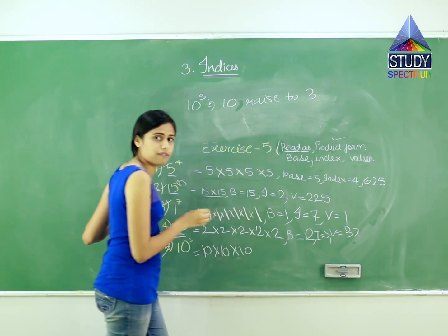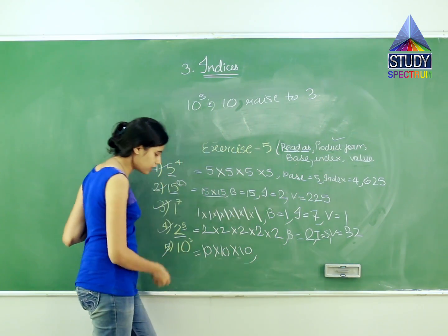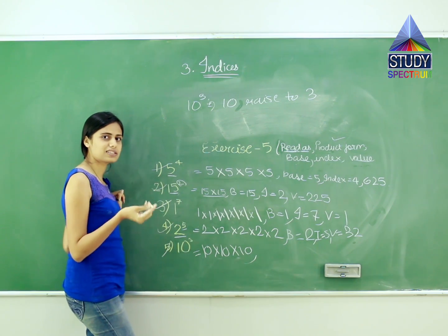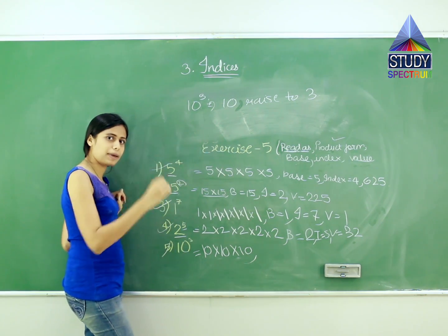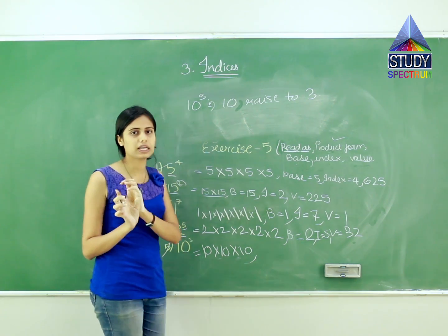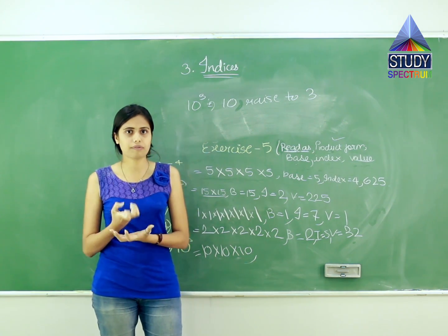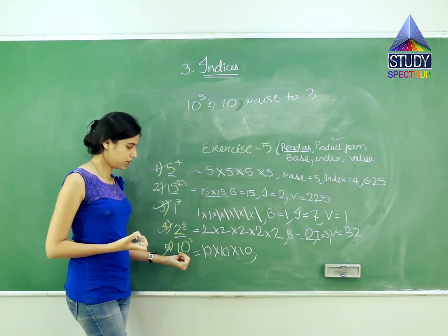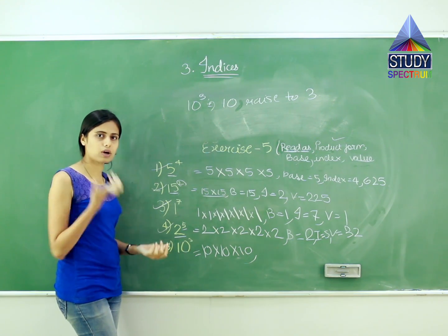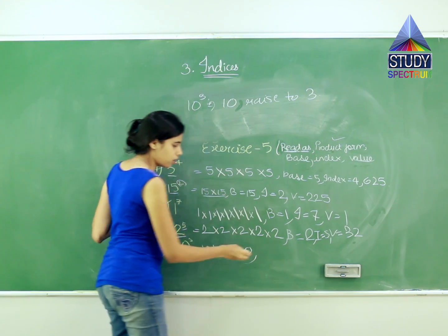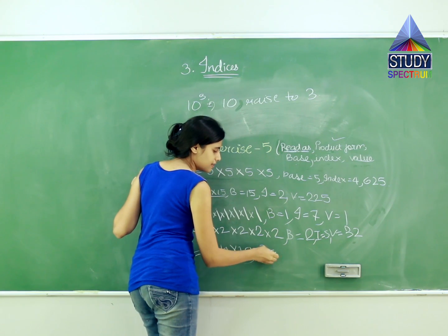Now what we have to write is the base. Look at the question: which is the number larger in size? 10, because it is at the base. The word base itself represents the bottom, the base of it. So what is the base over here? The base of 10 raised to 3 is 10, because 10 is at the bottom. So the base is 10.